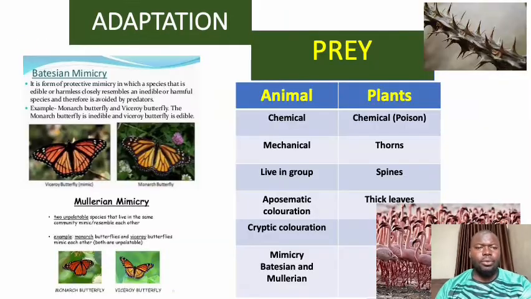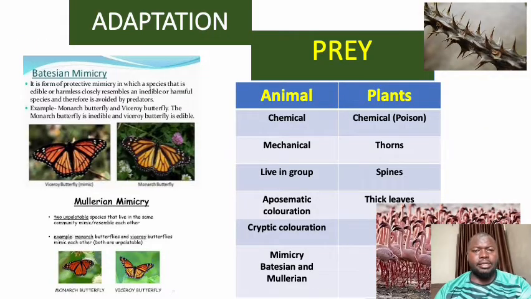Okay, so for the prey, they have a set of adaptations which include chemicals. These chemicals can come in the form of poisons. Some of the animals have mechanical adaptations. For example, the hard shell on a tortoise is a form of mechanical adaptation.